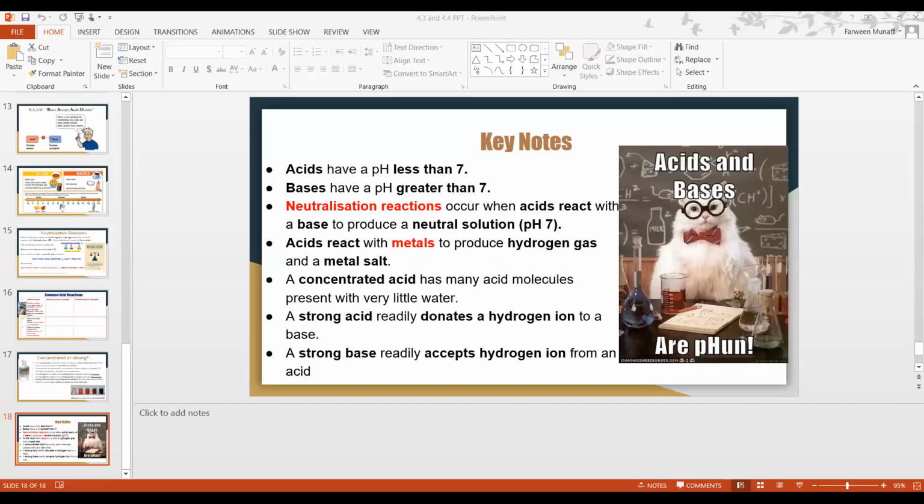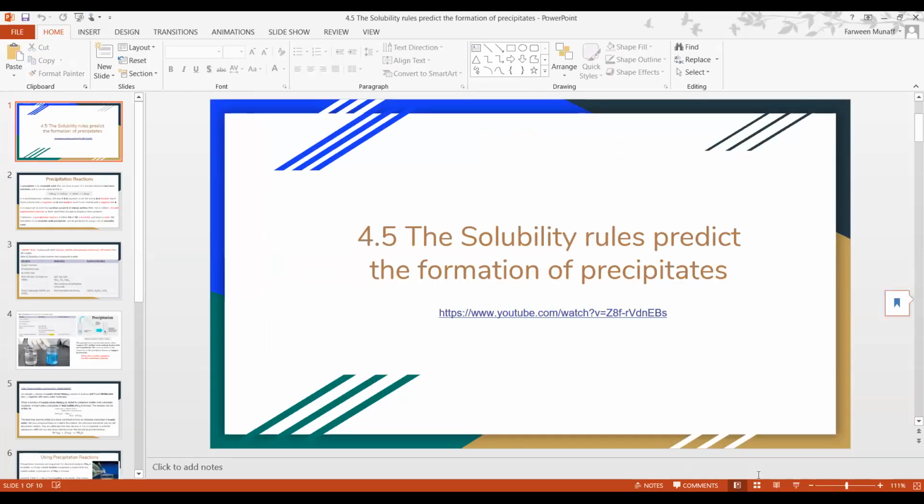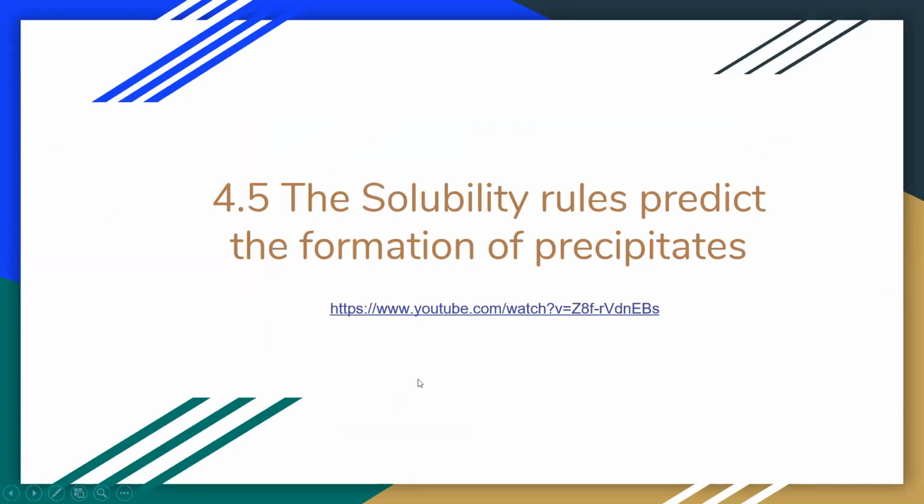So I'm just going to close the acids and bases and open up, I think 4.5 was about precipitation reactions. Yes, it was. Now let me quickly share the screen again. So I'm on the right one. Is that showing up as 4.5 for everyone now? Yeah. Okay, good. All right.